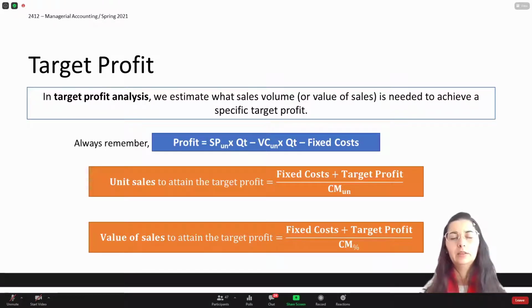Let's imagine that the CEO wants to know how much the sales level in euros should be in order to have a profit of 1 million euros. We do the same formula, but instead of dividing by the contribution margin per unit, we divide by the contribution margin ratio. If you realize, this is pretty much the same as the break-even point formula. The difference is that we add at the top, together with the fixed costs, the target profit. And this will give us the units or level of sales that we want to have.